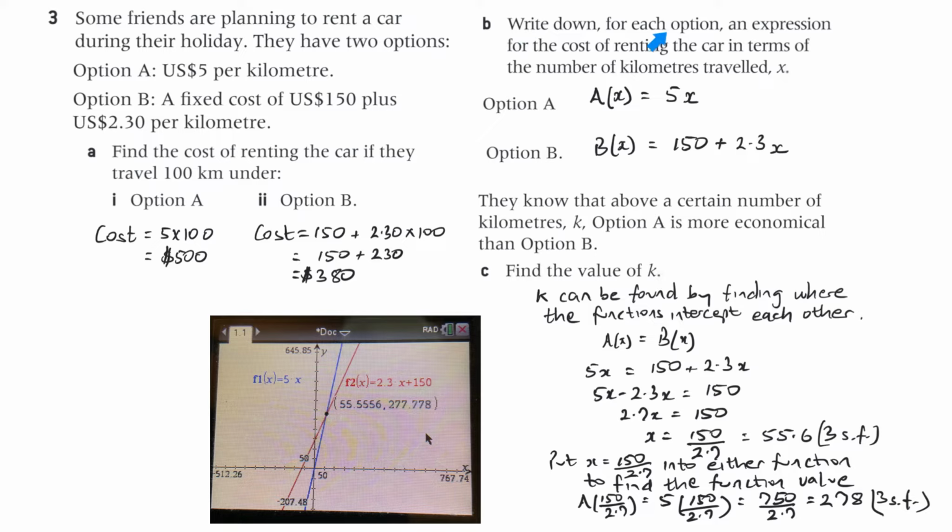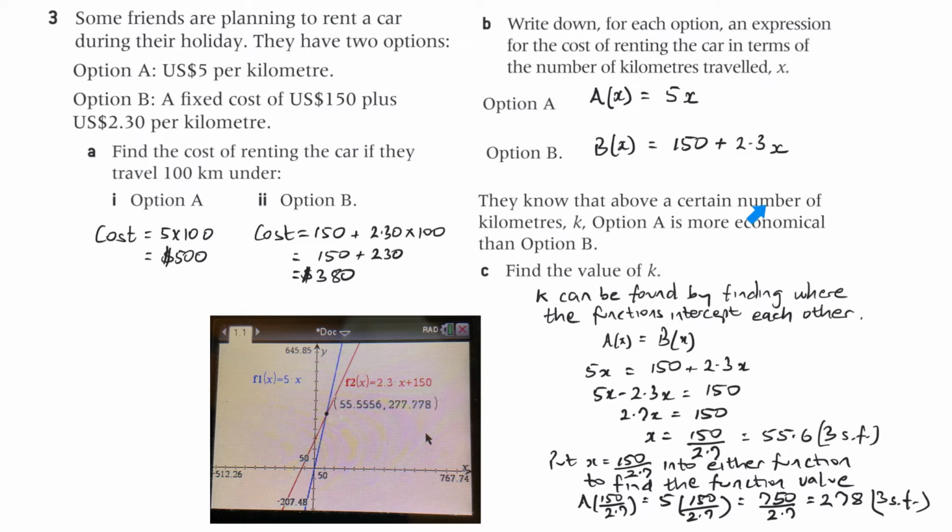B. Write down for each option an expression for the cost of renting the car in terms of the number of kilometres travelled, x. x is the number of kilometres, so the first function is our option A. We call that the A function. That's 5 times x, because x is the number of kilometres, and it's $5 a kilometre. Option B, that's our B function. That's $150 plus $2.30 times the distance travelled in kilometres. So that's 150 plus 2.3x.